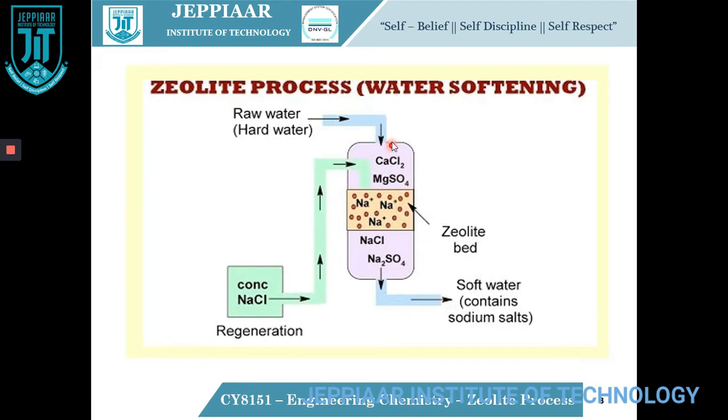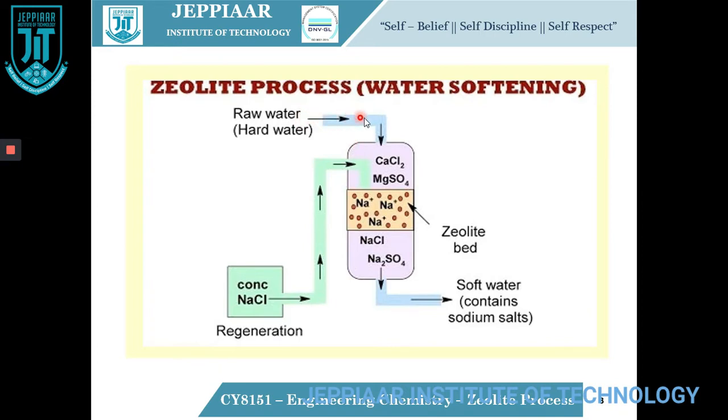This is a pictorial representation of the water softening process by the zeolite method. In the picture, in the middle, you can see a cylinder. This cylinder is packed with a zeolite bed. The zeolite bed is nothing but sodium zeolite, that is permutit or synthetic zeolite. So it contains Na2Ze in it.